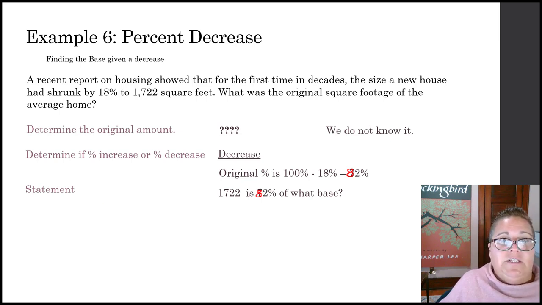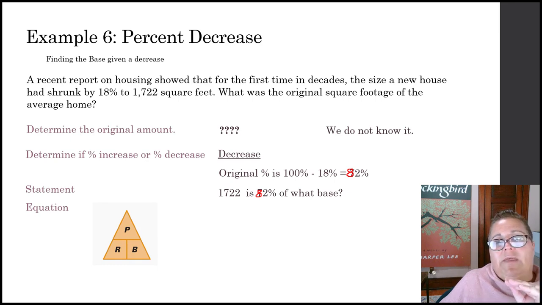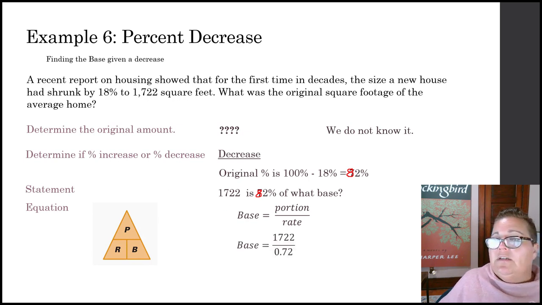Okay, 1722, which is our new amount, is 82% of what original amount? So our equation means I'm looking for the base, so I'm going to cover up that B for base, and that means I'm left with portion over rate. So base is the portion over the rate, which is going to give us 1722 divided by 0.82.